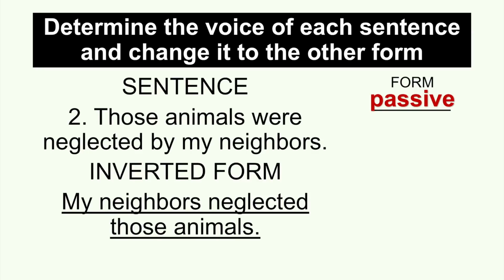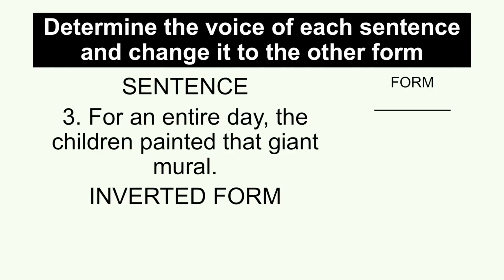Ngayon, yung third nating sentence, which is for an entire day, the children painted that giant mural. Okay? Itong for an entire day, that is kind of a parang tanggalable phrase. It's a determinant of time. So, for an entire day. Actually, you can remove that from the sentence, no? Nilagay ko siya dyan just to make sure na you know how to spot the parts. Kung tatanggalin ko yan, or set aside ko muna siya, ang sentence is, the children painted that giant mural. So, if you notice, wala kang by, wala kang be auxiliary.